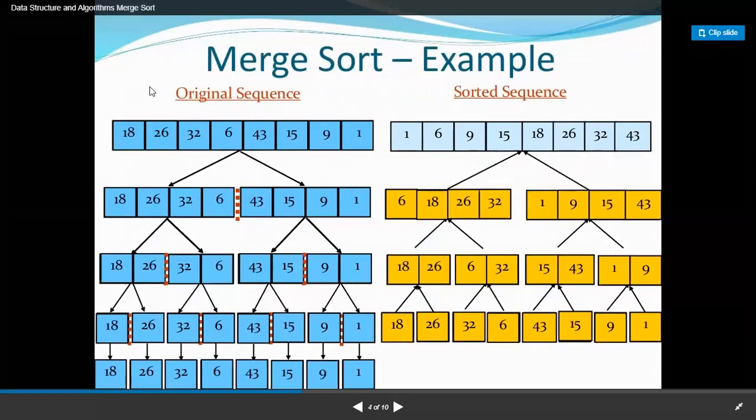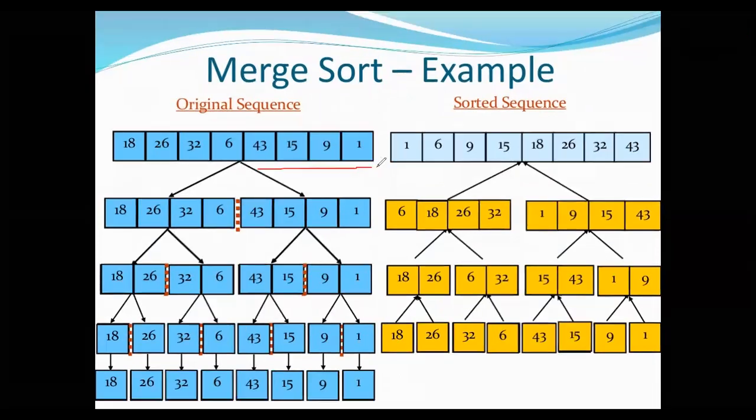Initially we have a sequence of data like this. This is an array, and what we have to do is sort this array, and the sorted version will look like this: 1 6 9 15 18 26 32. So this is the sorted array.